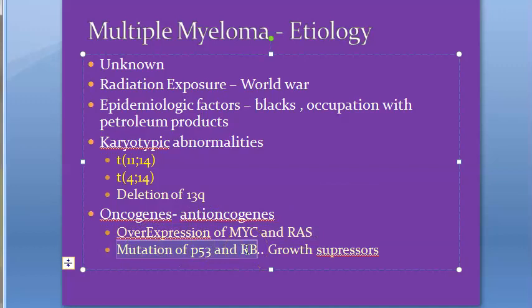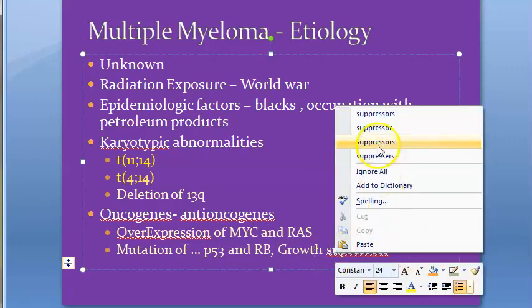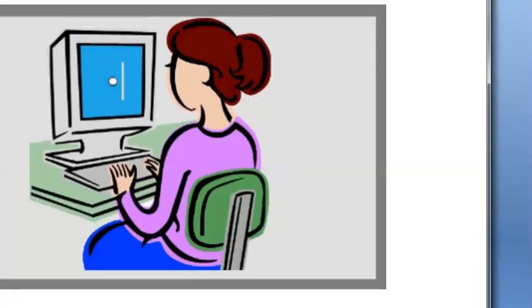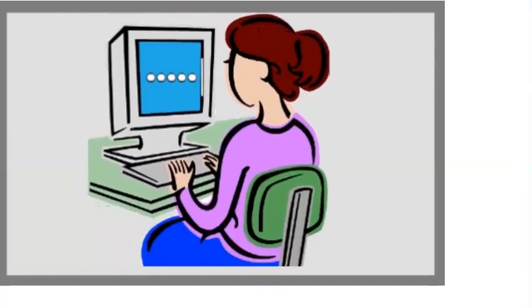There could be mutation of tumor suppressors like P53 and RB. What are P53 and RB? They are growth suppressors. So they may get mutated, or that means they may actually get suppressed themselves. So they will not be able to suppress the tumors. Correct, right? Did you understand this much? Is the etiology clear? Etiology is fine, right?